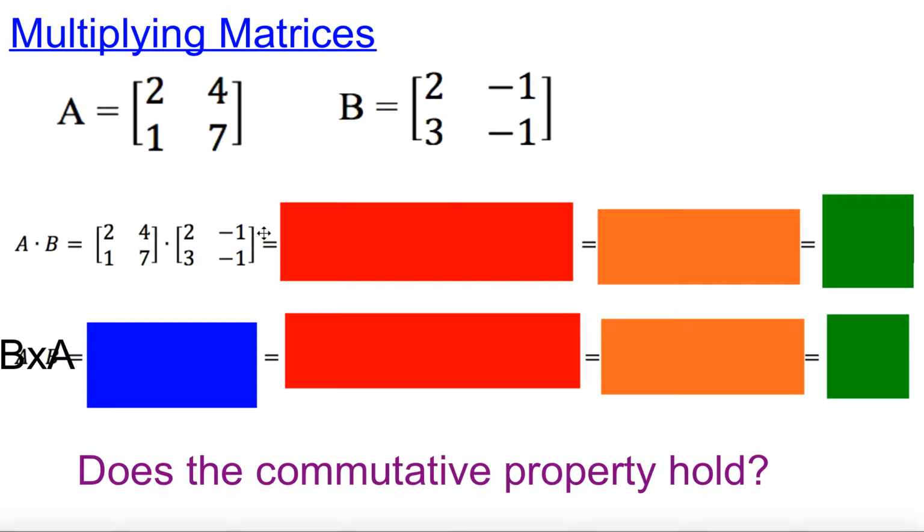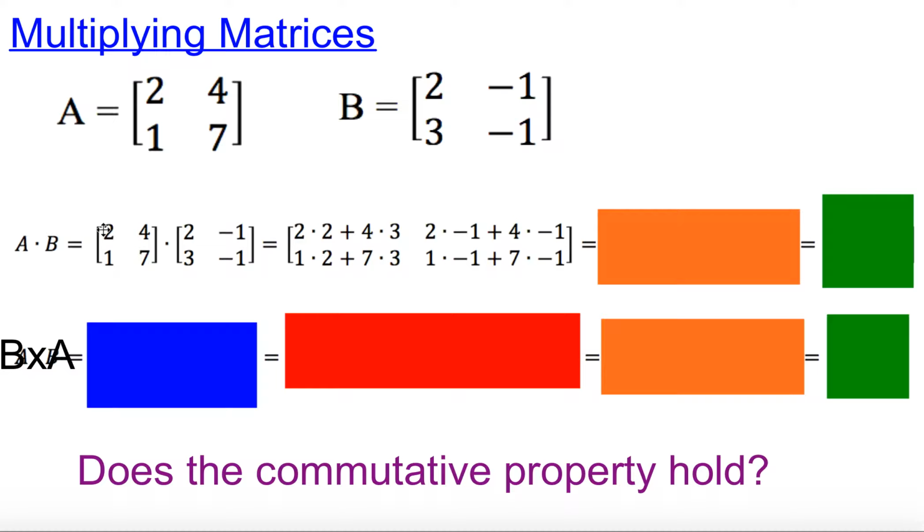So here we're going to do A times B, and the way that we do this is we take row 1 and multiply it by column 1, and that will give us our first element. So we're going to multiply 2 and 2 and 4 and 3, and we're going to add that together to get our first element. Then we're going to multiply row 2 by column 1, and that'll give us our second element. Then we'll multiply row 1 by column 2, which gives us this element here, and then row 2, column 2 to give us this element.